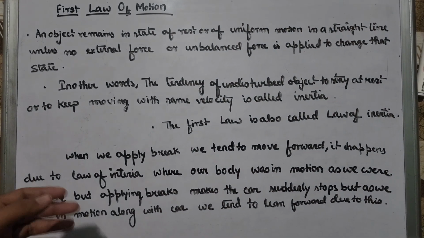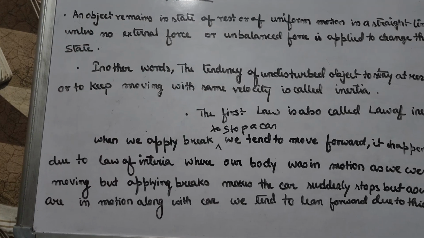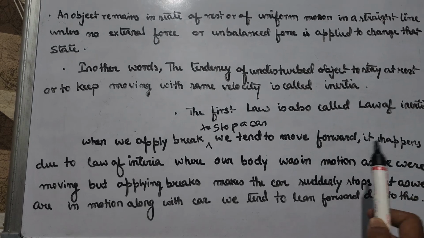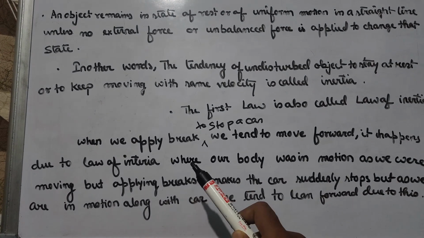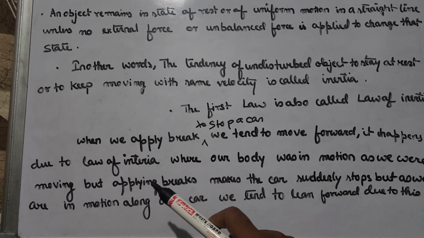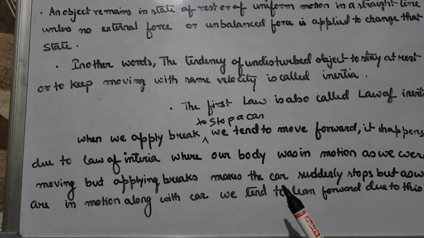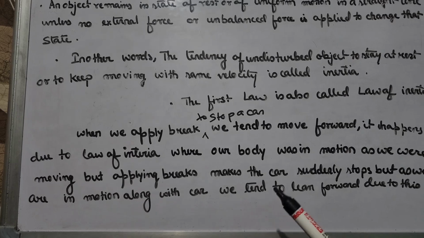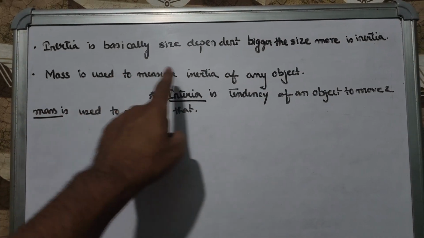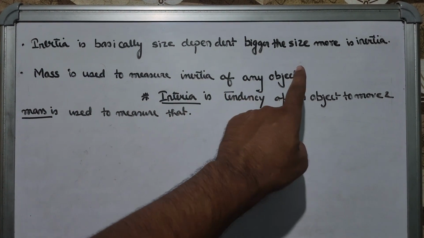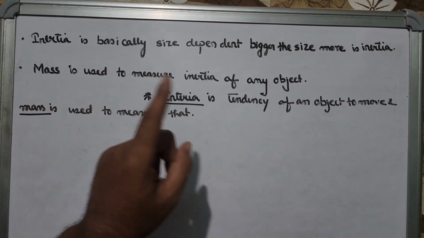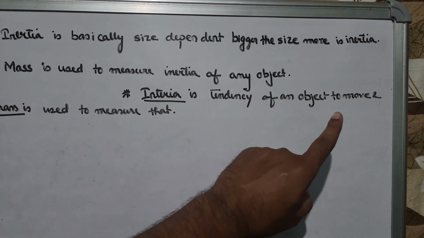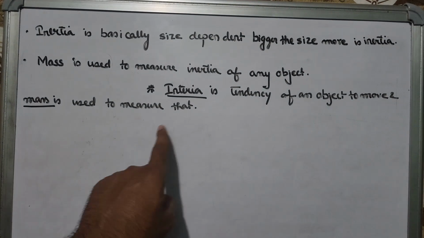Now, to understand this, let me explain it with another example. When we apply a brake to stop a car, we tend to move forward. It happens due to the law of inertia, where our body is in motion as we are moving. But applying brakes makes the car suddenly stop, and as we are also moving along with the car, we tend to lean forward. Hence, inertia depends on size: the bigger the size, the more the inertia. And mass is used to measure the inertia of an object. Basically, inertia is the tendency of an object to resist change, and mass is the measure of that tendency.